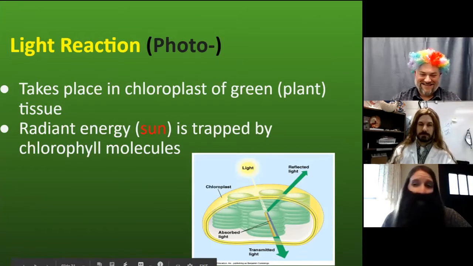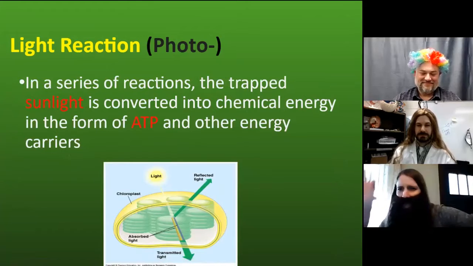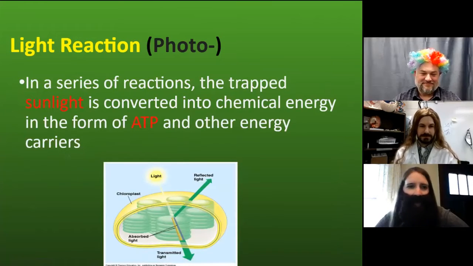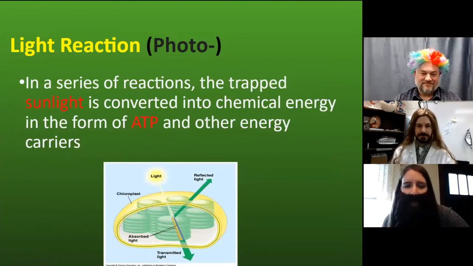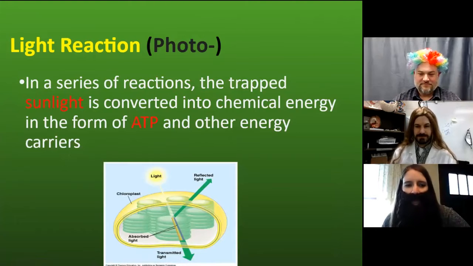Yes, it is quite fascinating, Truman. And so in a series of reactions, which we won't go into here, the trapped sunlight is then converted into chemical energy in the form of ATP, again, our energy molecule, and other energy carriers. So that is the light reaction part of photosynthesis.